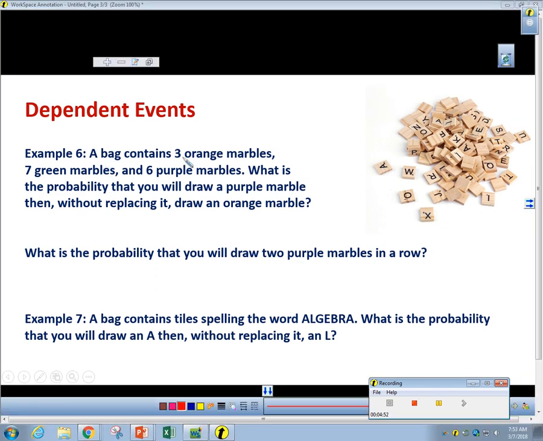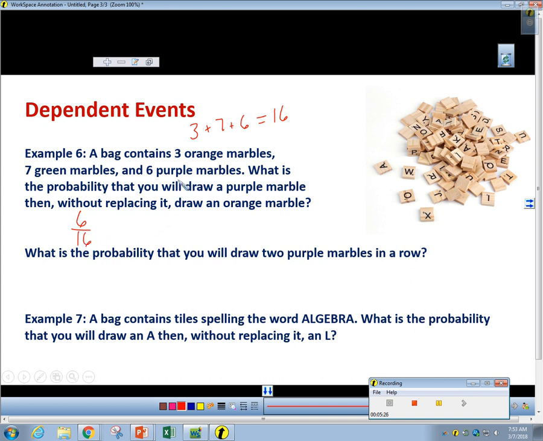So let's look at this example here. We have a bag containing marbles. And it has 3 orange marbles, 7 green marbles, and 6 purple marbles. So the first thing we need to do is add those up and see how many marbles we have. So we take 3 plus 7 plus 6, and there are 16 marbles. So that's important because that's going to be our bottom number. It asks, what is the probability you will draw a purple marble, and then without replacing it, draw an orange marble? Well, our probability of drawing a purple marble will be 6 out of 16.